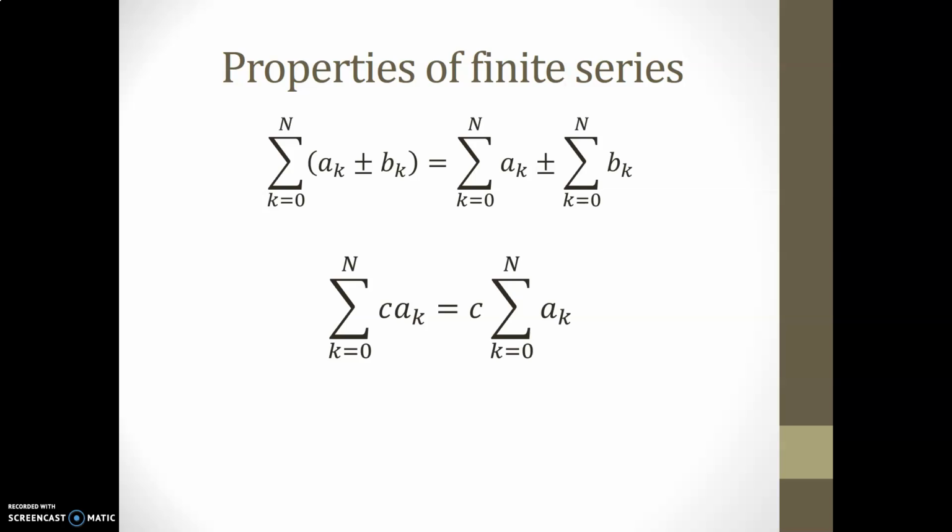This second property is called the scalar or the constant multiple rule. So if a constant is acting on the size of the terms of the series, that constant can be extracted. And rather than being included in every term, it will simply multiply the entire sum of the a_k terms. Once again, the bounds of summation are unchanged.